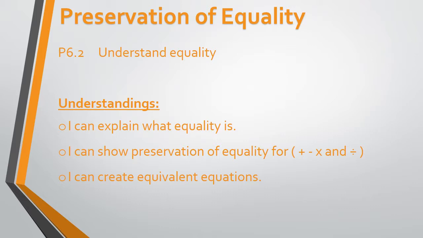Three things that you need to be able to do. Explain what equality is. Well, here's a little hint. It has the word equal right there. So equality is just when two things are exactly the same, equal. I can show preservation of equality for, now here's the other word that we were just talking about, operations. There's only four of them: adding, subtracting, multiplying, and dividing.